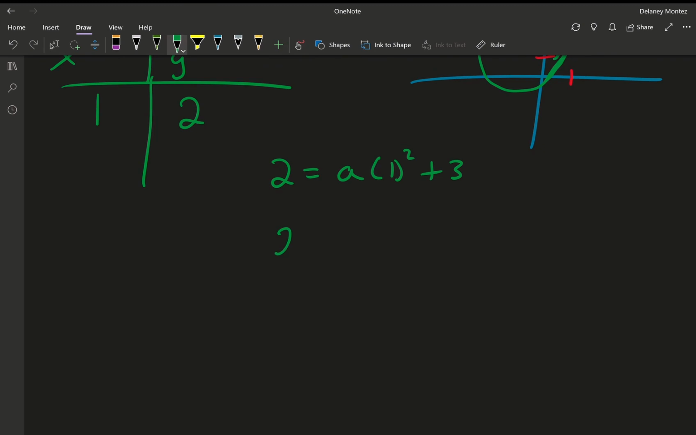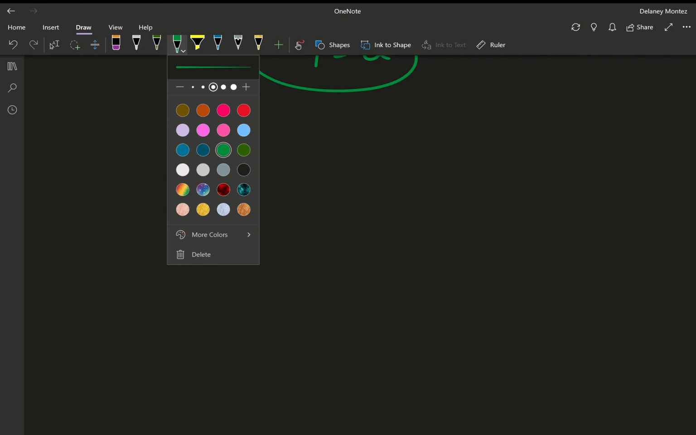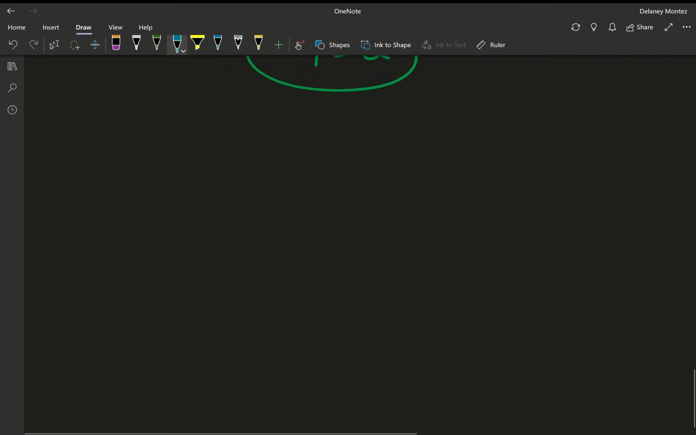So 2 equals a plus 3. So we just take away our 3s, so you get minus 1 equals a, right? So a should have been negative 1. You guys got that? That's awesome. And this section will be a breeze for you in the SAT. Okay, let's try another one.